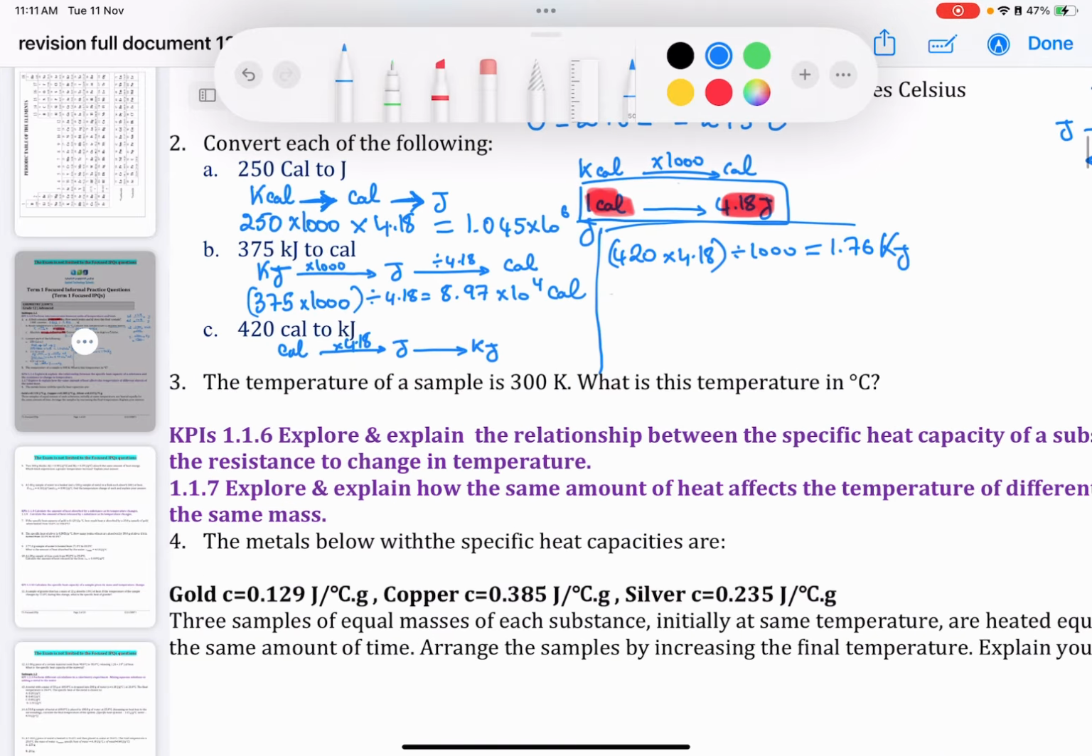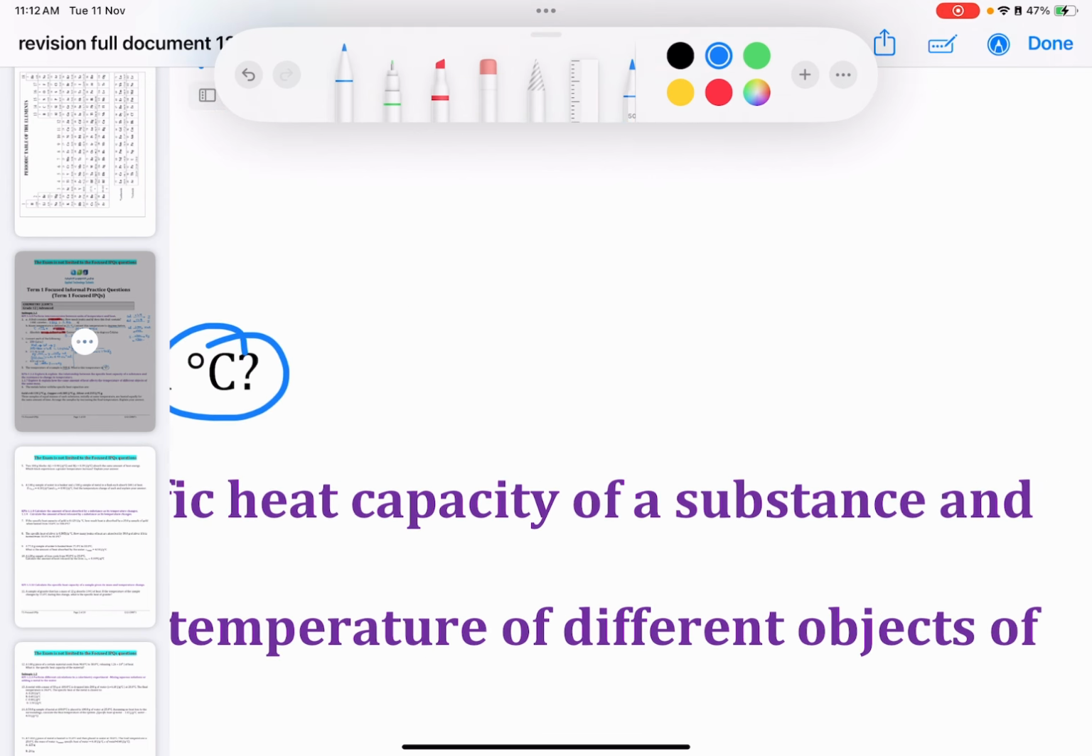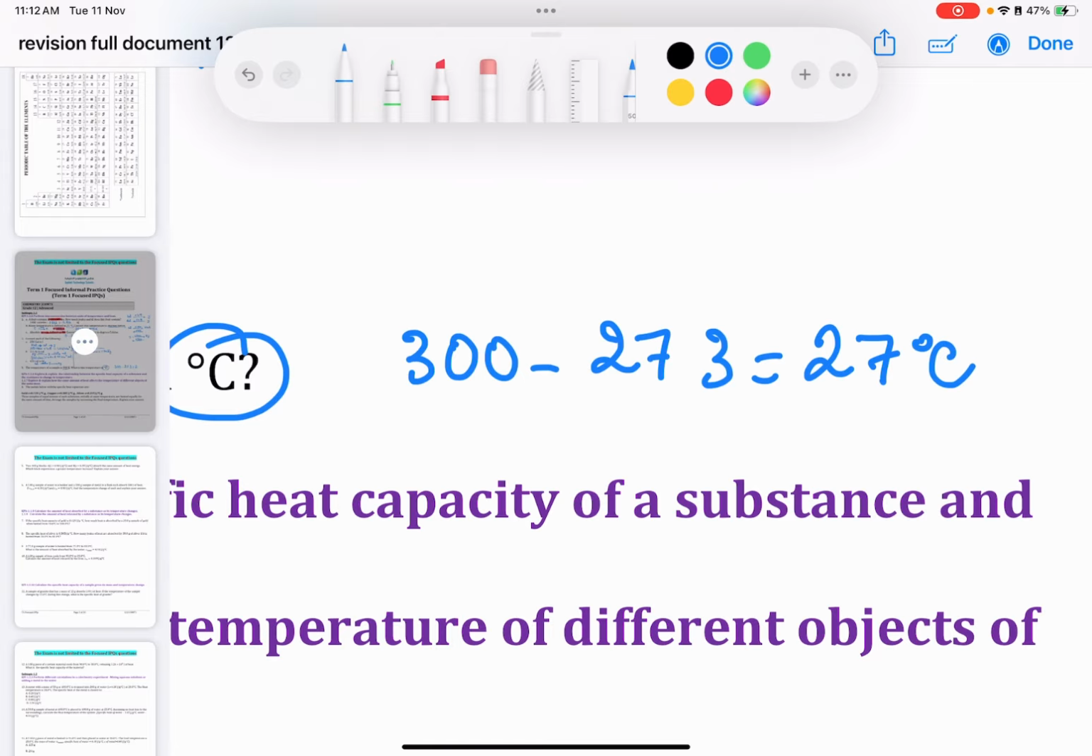Now another question. The temperature of a sample is 300 Kelvin. What is the temperature in Celsius? To go from Kelvin to Celsius, we subtract 273. So the answer is 27 degrees Celsius.